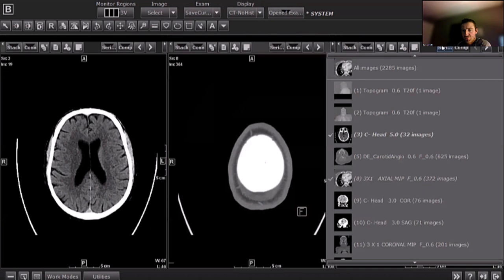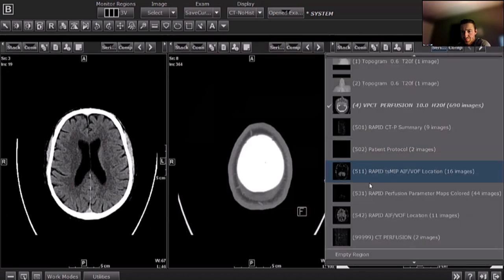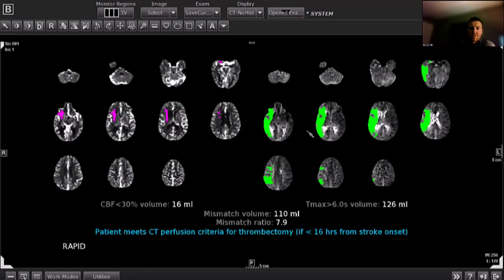They went on to a perfusion, which showed a large area of potentially salvageable tissue, relatively small infarct of 16, salvageable 126, mismatch of 110 cc's, and a mismatch ratio of 7.9. So this was a favorable patient for endovascular treatment, and they did undergo thrombectomy with pretty good results.